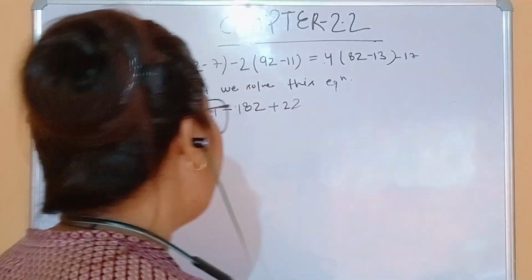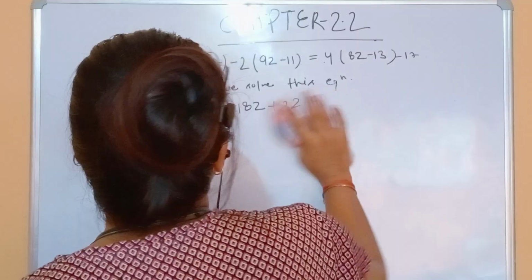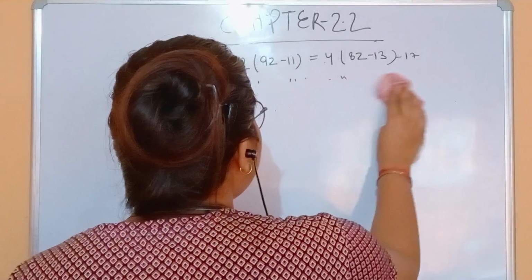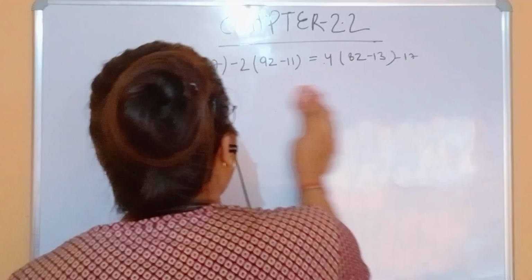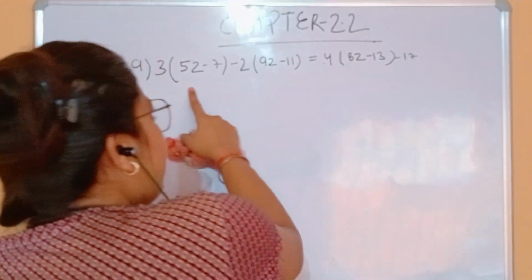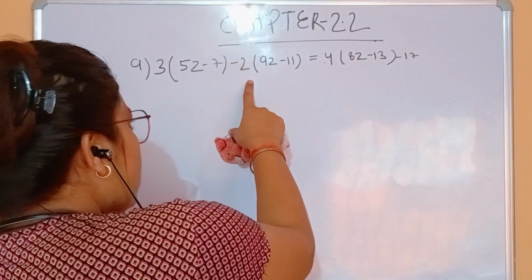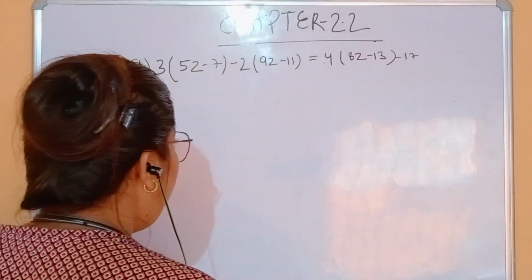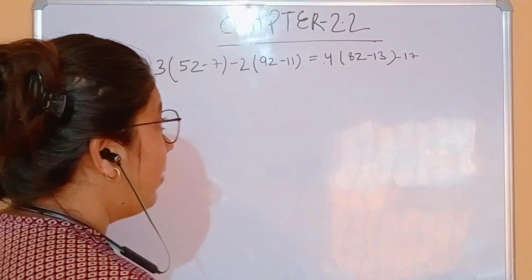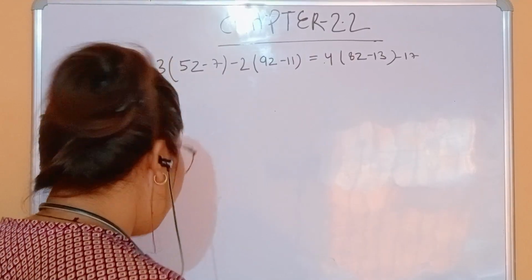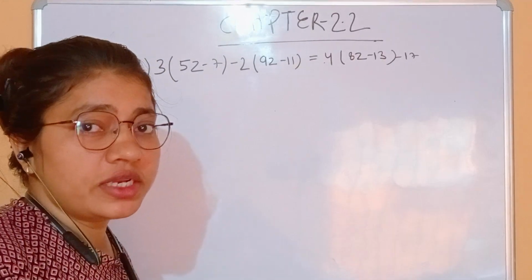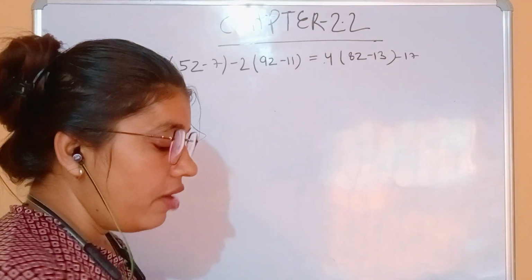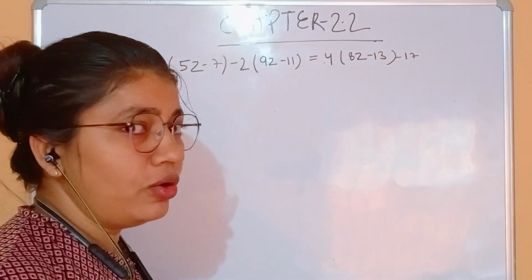Okay, eighth question was completed in the previous video. So today we discuss the ninth question. The ninth question is written here: 3(5z - 7) - 2(9z - 11) = 4(8z - 13) - 17. First we solve the equation, then find the value, then check whether the value is true or not.